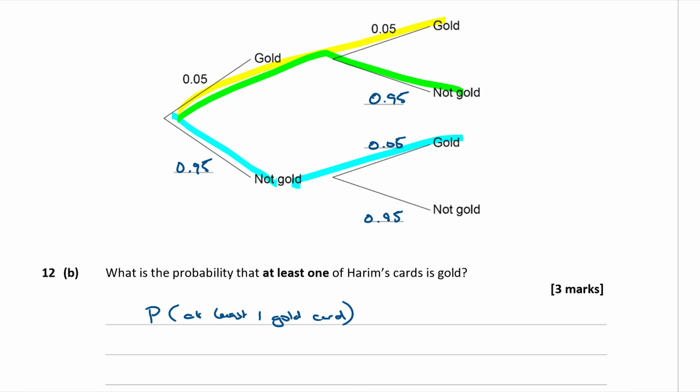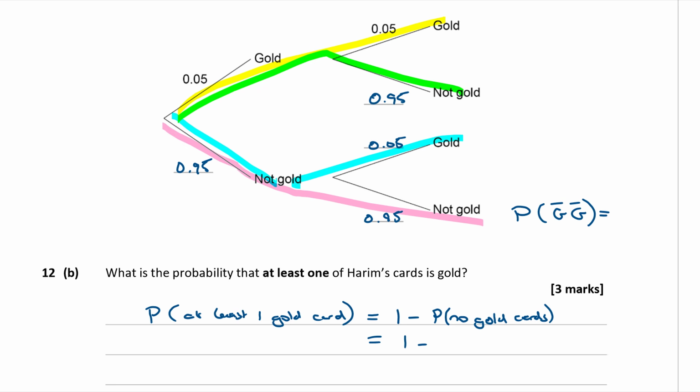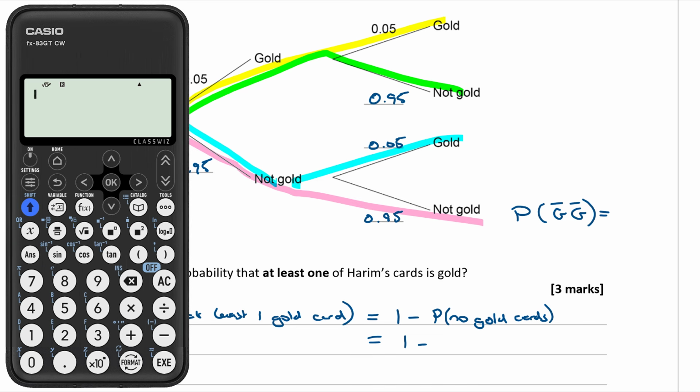But the smarter thing to do is to work out this route, because there's only one of them, and take it away from 1. So that is the same thing as 1 minus the probability of no gold cards. That will speed up my maths a little bit because I only have to work out one route. So the probability of not gold twice is 0.95 times 0.95. That comes out to be 361 over 400. I'm just going to leave it as a fraction.